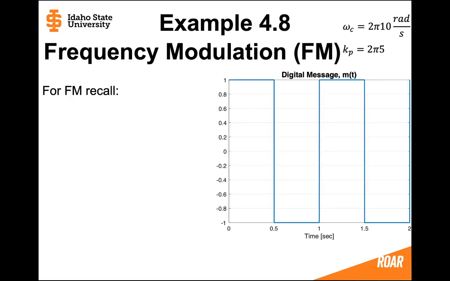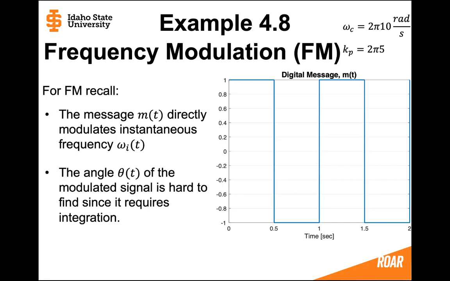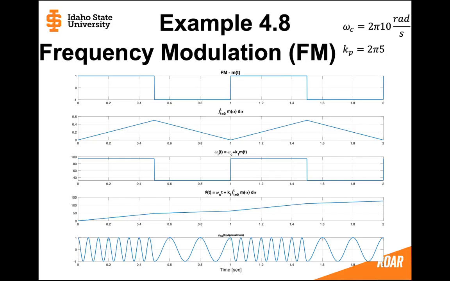So for frequency modulation, let's recall that the message m of t is going to directly modulate the instantaneous frequency, which means that if we want to know the angle, it's going to be a little bit harder to find since we're going to have to integrate the message. So if we find everything for the frequency modulation, this is going to actually look pretty similar to what we saw previously for example 4.7.